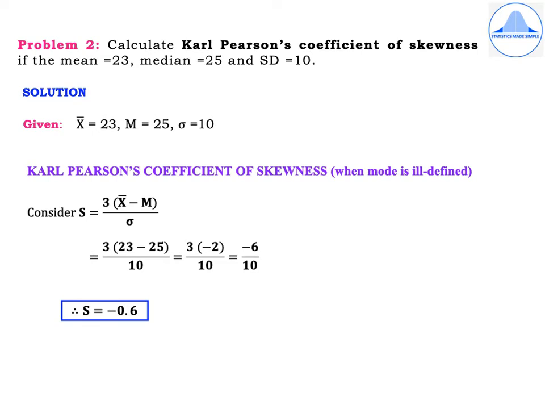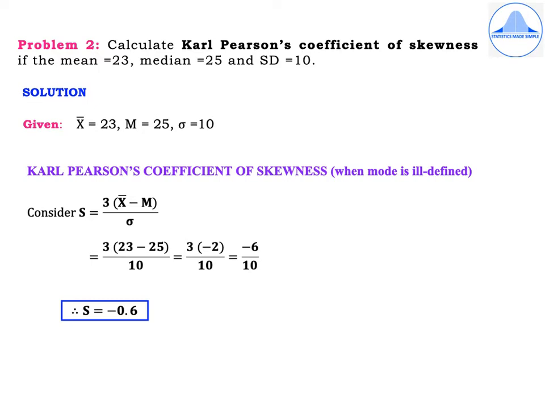Problem 2. Calculate Karl Pearson's coefficient of skewness if the mean is equal to 23, median is equal to 25 and standard deviation equal to 10. Now if you observe carefully, the mean, median and standard deviation are given. So we have to make use of Karl Pearson's coefficient of skewness formula when the mode is ill-defined.